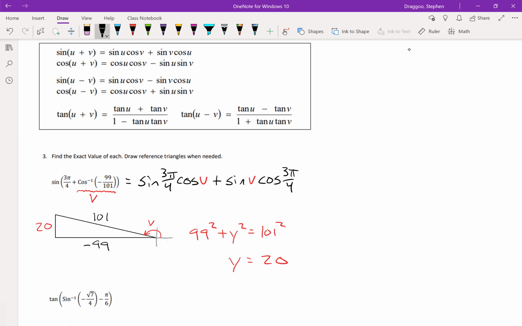So the final step is to plug everything in. The sine of 3 pi over 4 is negative root 2 over 2. Nope, that's in the second quadrant, so it's positive root 2 over 2. And the cosine of V is negative 99 over 101. Plus the sine of V we know is 20 over 101. And the cosine of 3 pi over 4 this time is negative root 2 over 2, since we are in that second quadrant.